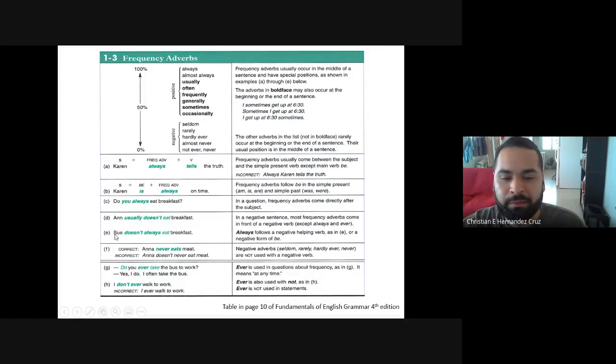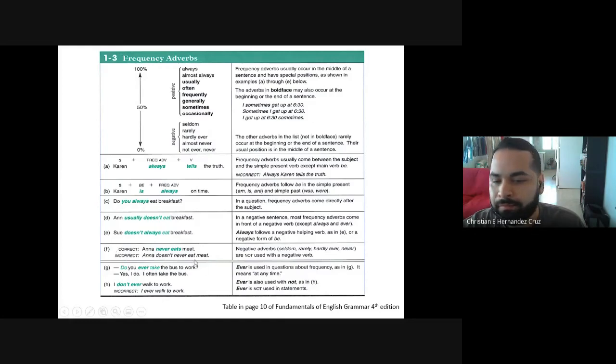So we have Sue doesn't always eat breakfast. So always is going to go right after the negative verb. So Sue does not eat breakfast. This is saying the same thing, okay? And usually doesn't eat breakfast, and Sue doesn't always eat breakfast. But if you notice, the frequency adverbs and the negative verbs have changed positions here. And always comes after the negative helping verb, okay?